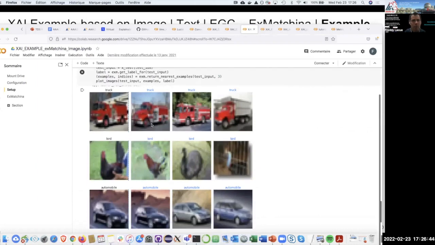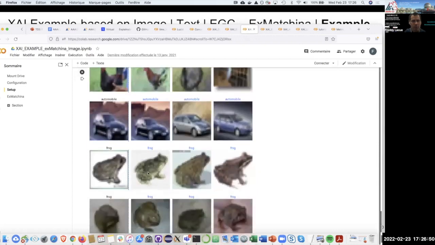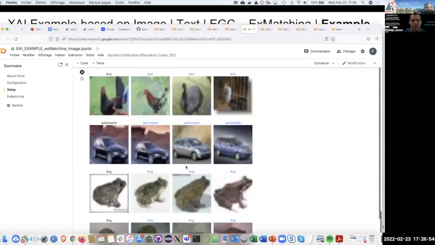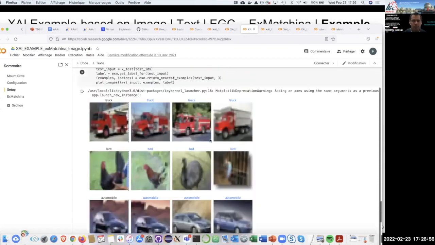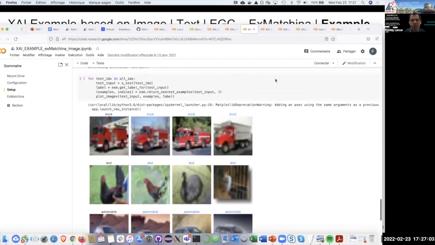So you get the 3 examples. The same for birds. They give you the closest examples: automobile, frog, and again frog. So you can see that, well, some are questionable, right? The last one on the truck, it's not a really similar example.